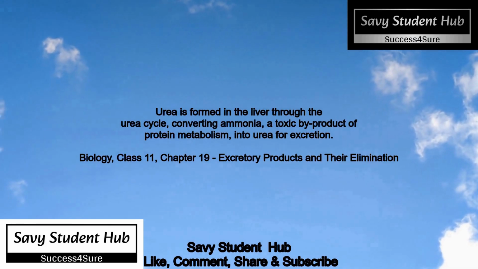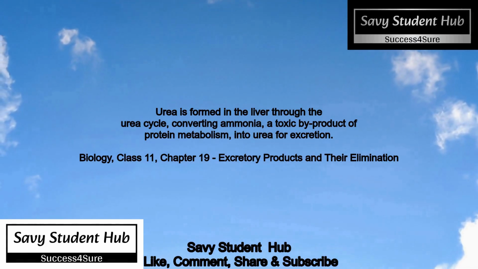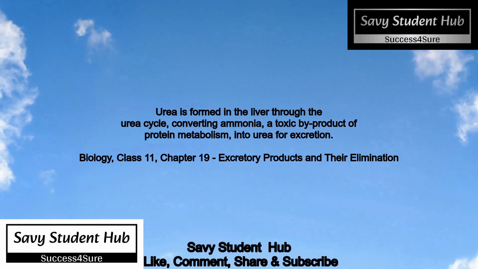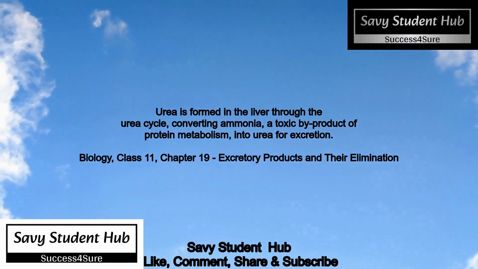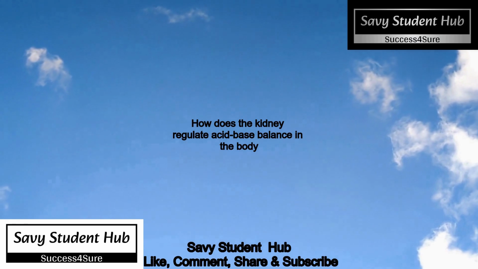Urea is formed in the liver through the urea cycle, converting ammonia, a toxic byproduct of protein metabolism, into urea for excretion. How does the kidney regulate acid-base balance in the body?